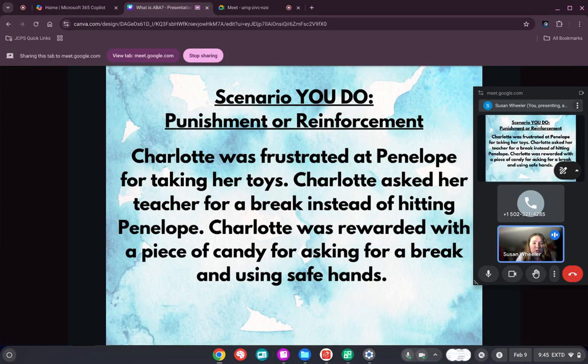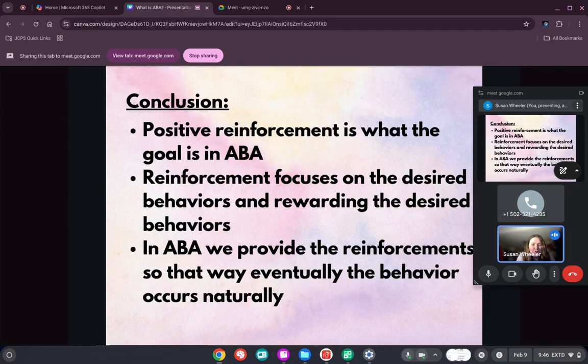So this one I want you to try just to see what your understanding of it is now. The scenario is Charlotte was frustrated at Penelope for taking her toys. Charlotte asked her teacher for a break instead of hitting Penelope. Charlotte was rewarded with a piece of candy for asking for a break and using safe hands. What was the stimulus that was provided to Charlotte? So would this be reinforcement or punishment? Yes.